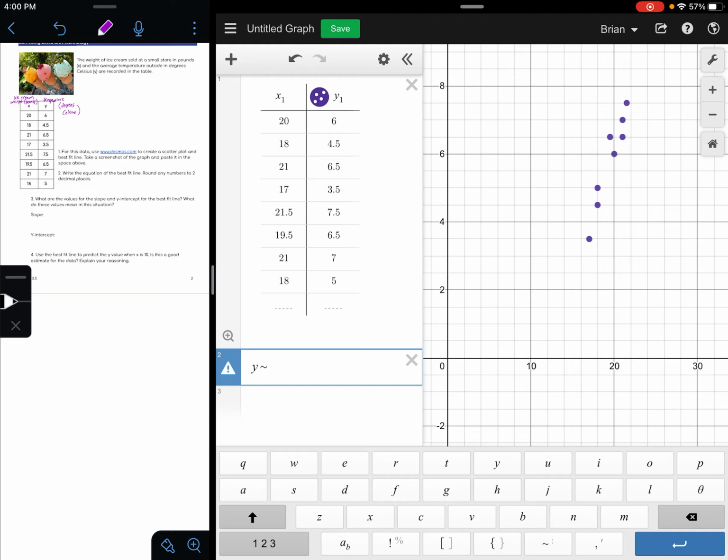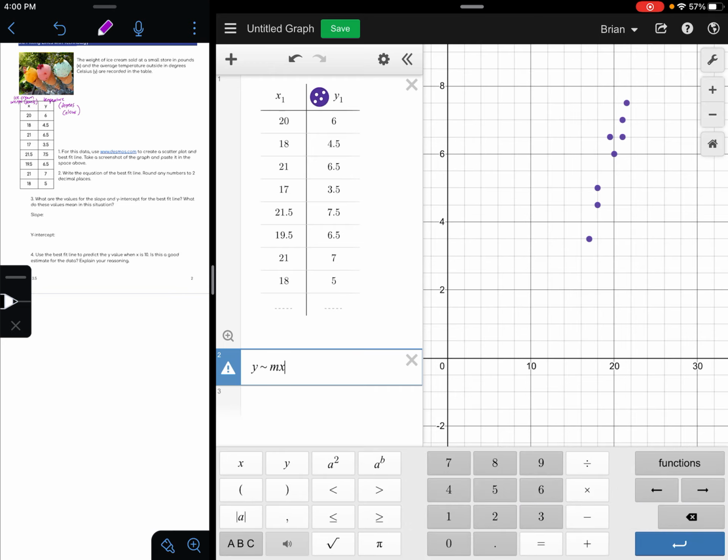And then we're going to type in mx plus b. So we're literally going to type the letter m, and then we're going to type the letter x, but we're going to put a 1 after that.